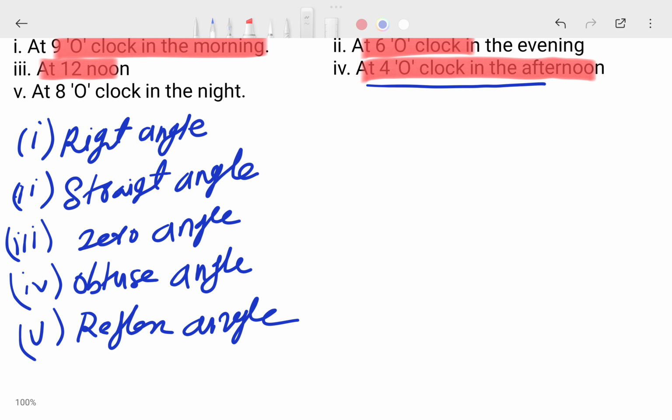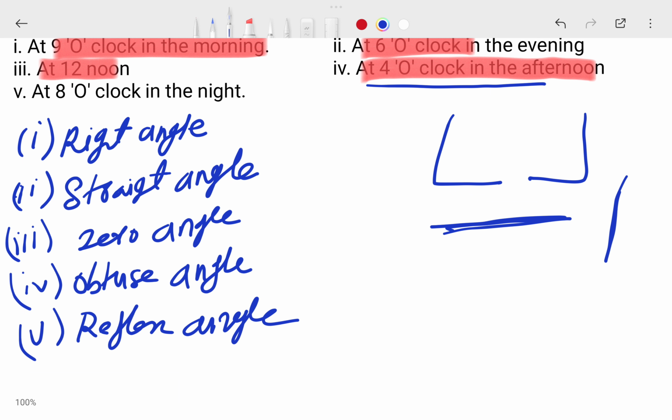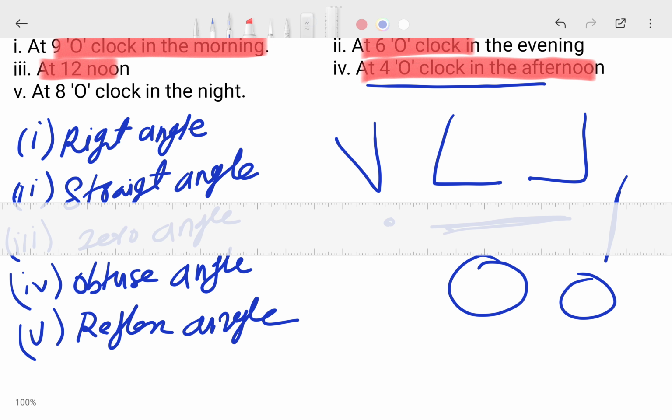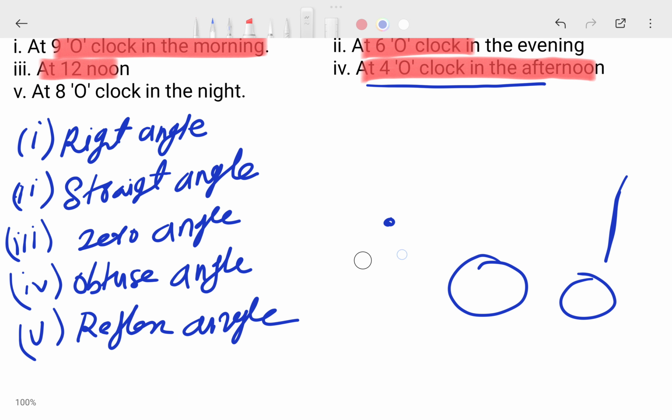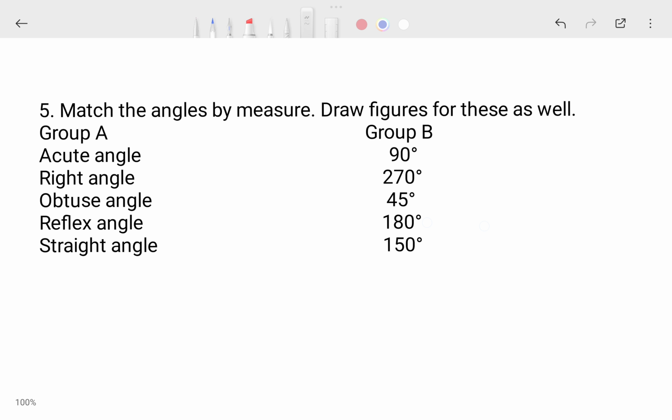Right angle is like that, otherwise like that. A straight angle is like that, otherwise like that. And a complete angle is like that. Acute, you know, obtuse angle is always like this. And a zero angle is just putting nothing, not showing any direction. Zero angle. Is it clear? Right? So let's talk about the fifth one.